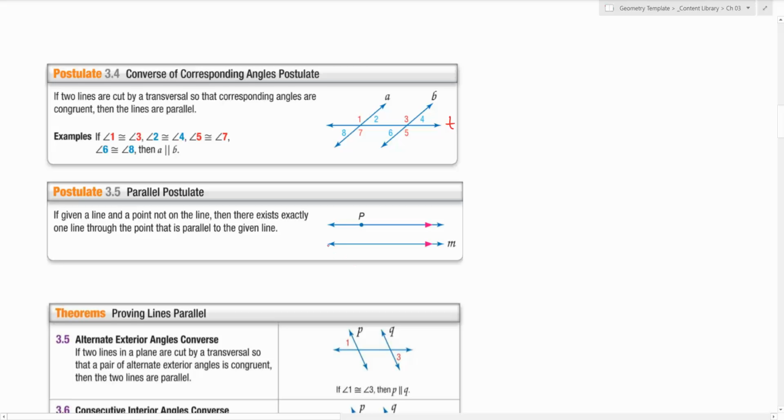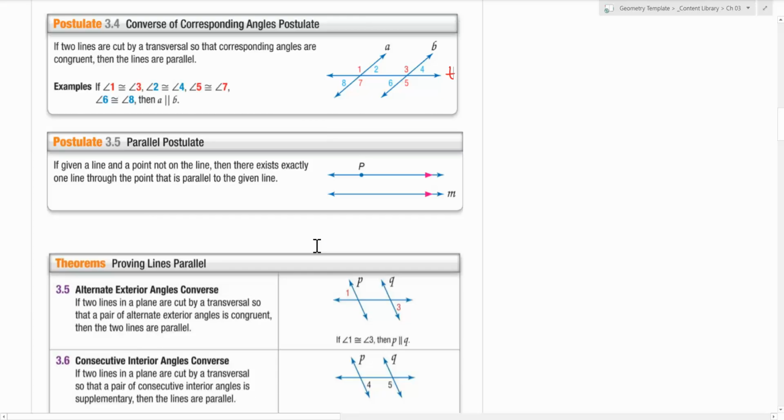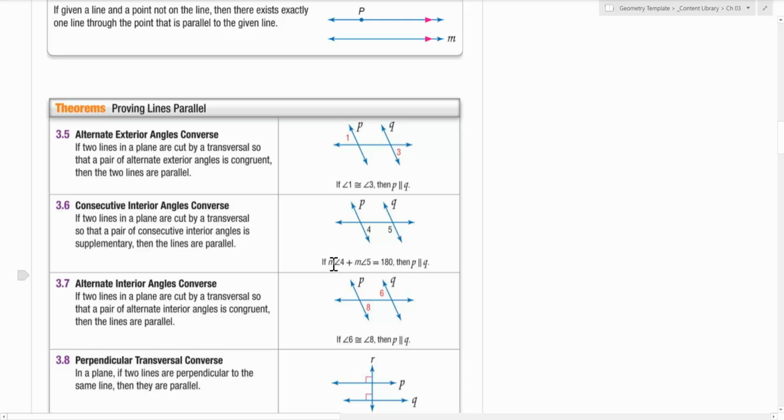Once again, given a line M and a point not on the line, P, there exists exactly one line that is parallel to M that passes through that point. Okay, moving on. Proving lines are parallel. Okay, we've got alternate exterior angles converse.